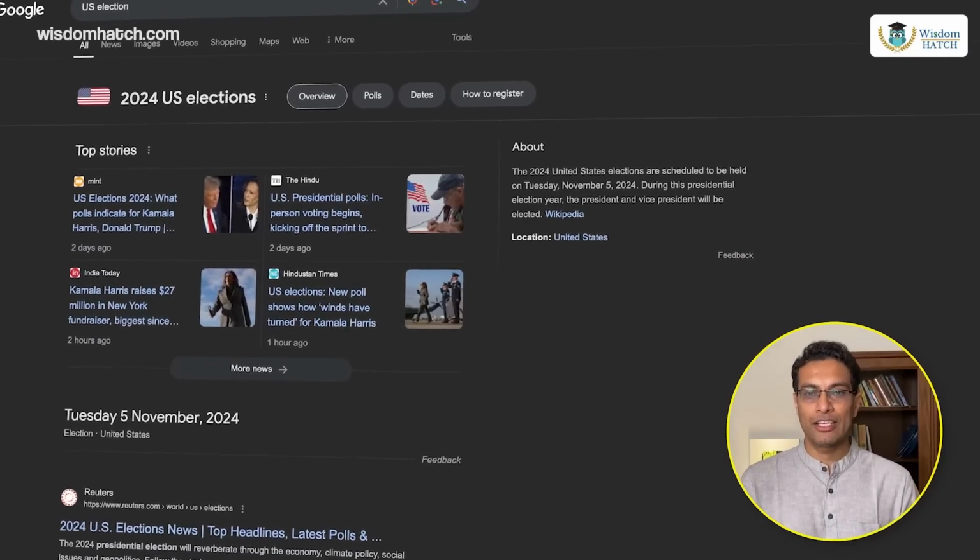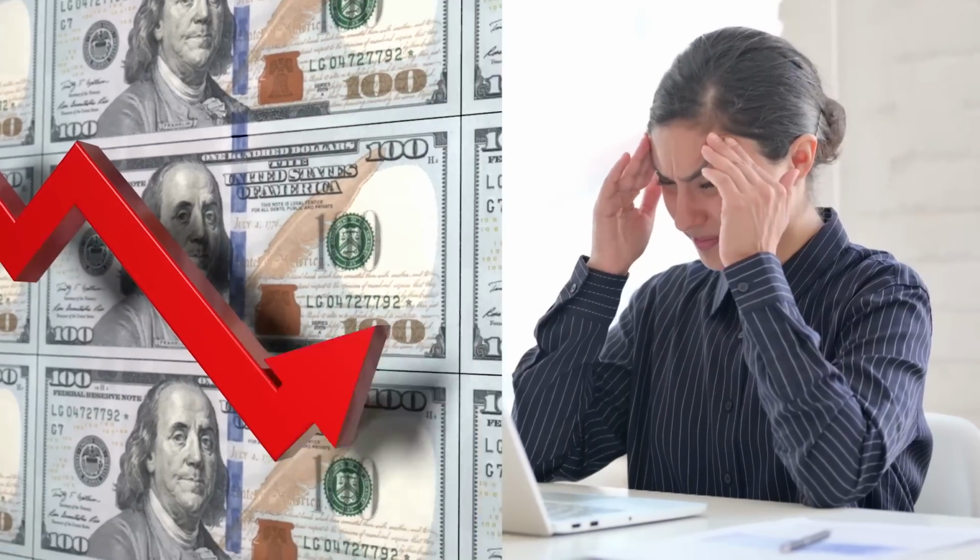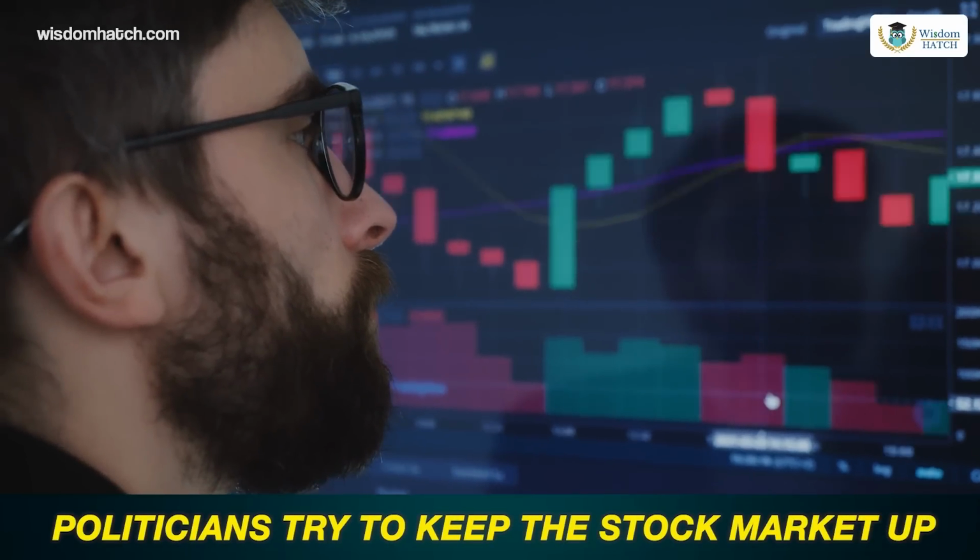Now, whenever there is an election, keeping the market sentiment up becomes a good political tool, because if the market falls, right, investors losing money will start thinking, oh, is something weak in the economy, all that stuff. So then people start fretting a little bit. So politicians try to keep the stock markets up. How do they exactly do it? That's a topic in itself.